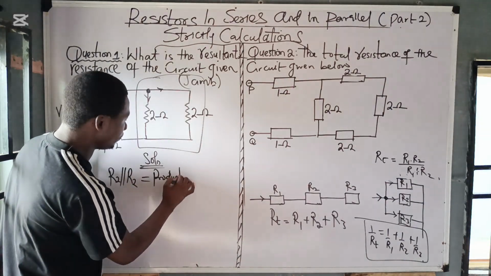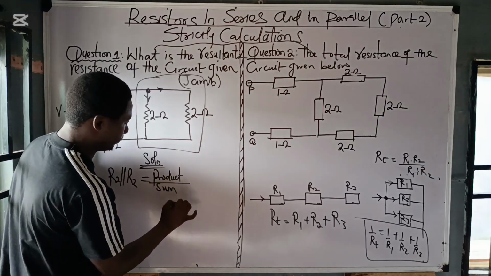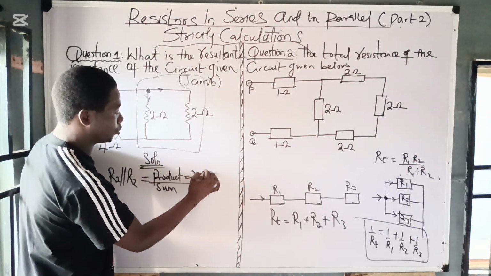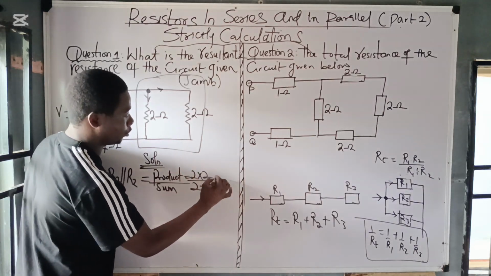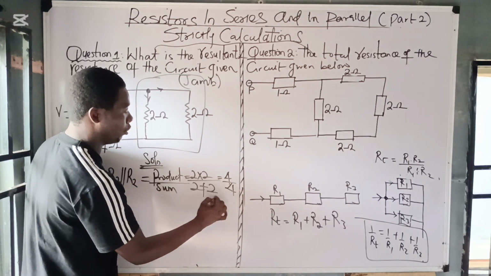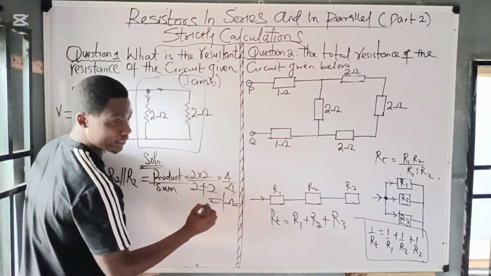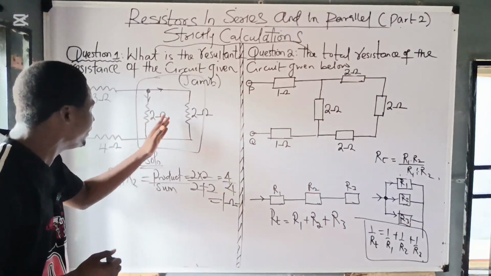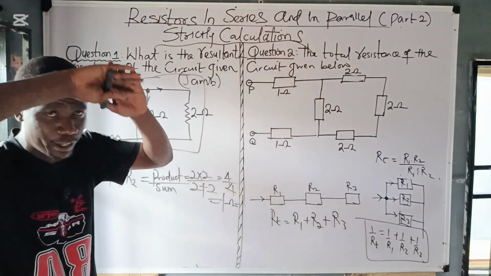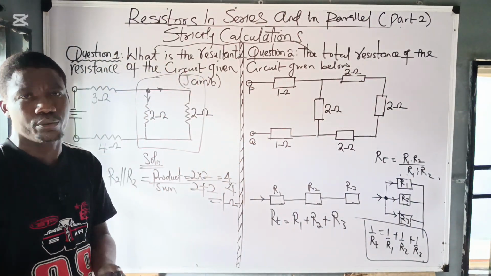Products divided by their sum. So product means 2 times 2, sum means 2 plus 2, and that will give us 4 over 4, so that we have 1 ohm. So it means that the combination of only these two will give us 1. Don't forget we are looking for the total resistance in the circuit.